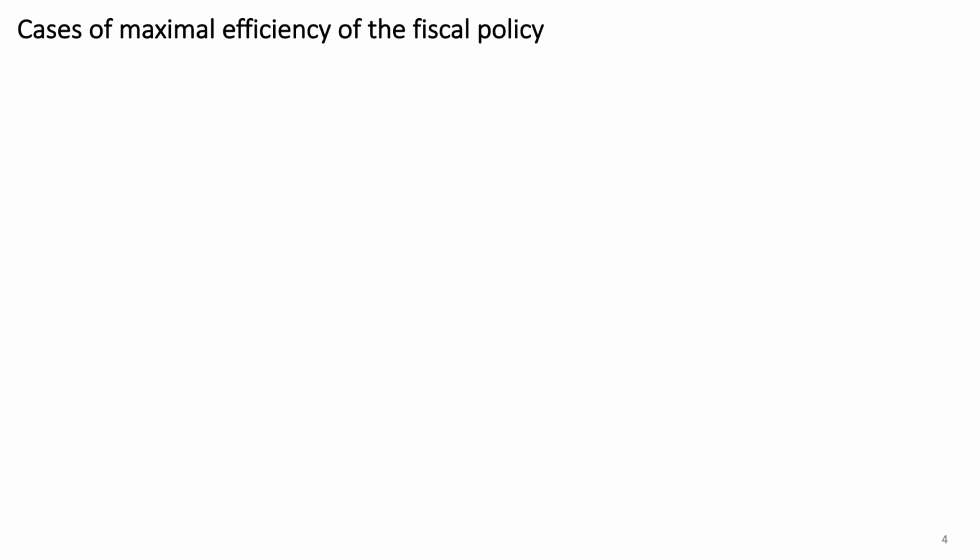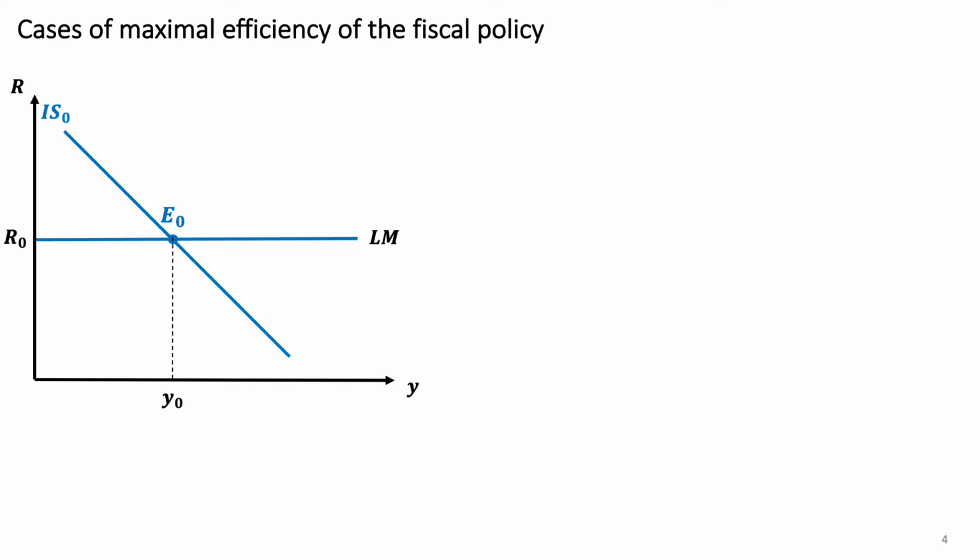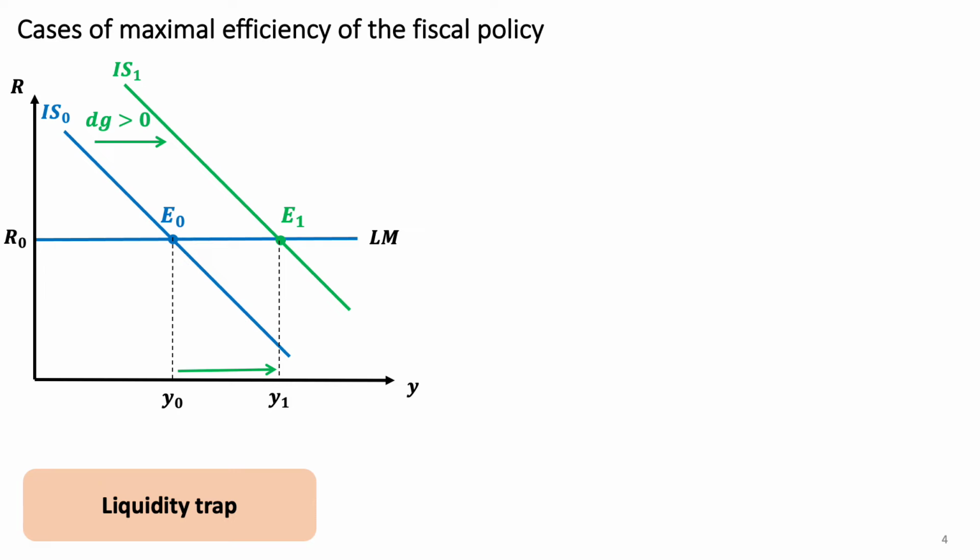We can then deduct the cases of maximal efficiency of the fiscal policy. The efficiency is maximal in two cases. First case, when the money demand is infinitely elastic to the interest rate, when LM is horizontal. In this case, the interest rate will not react following the increase in borrowing from the state. It remains constant, and there is no crowding out effect. This is the Keynesian case of the liquidity trap.